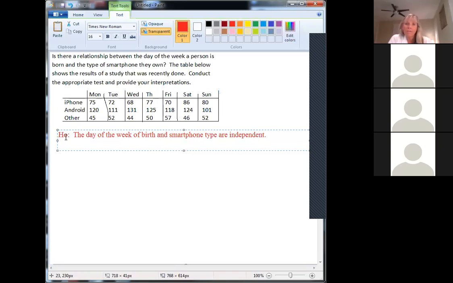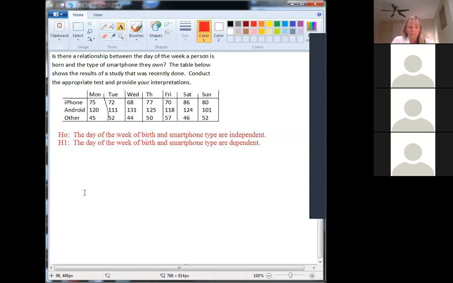And the hope is once you have H naught, H1 should be really easy. The hint is if you erase 2 letters, that's H1. Any guess on which 2 letters? Yeah, in. Because the opposite of independent is dependent. So the day of the week of birth and smartphone type are dependent. Any questions on this?